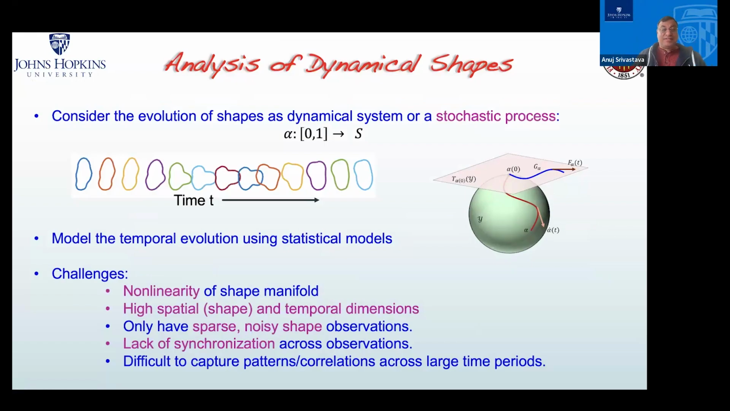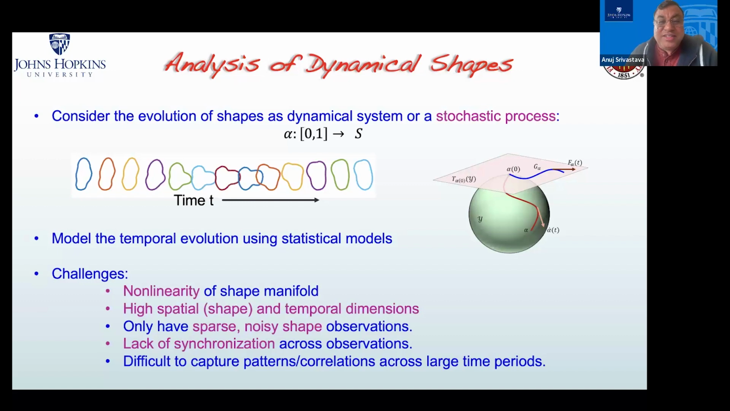Okay. So far I have talked about static shapes, individual shapes, and how to quantify shape differences. That's what we have done so far. We have done it for points, for curves, and for surfaces. And very quickly I showed you we have done this for branching structures, tree-like structures, and graphs.